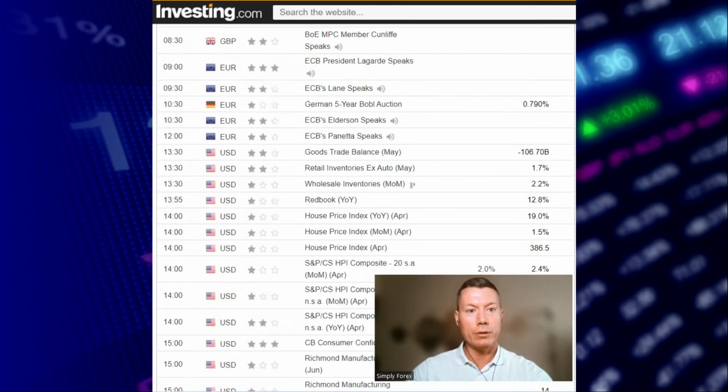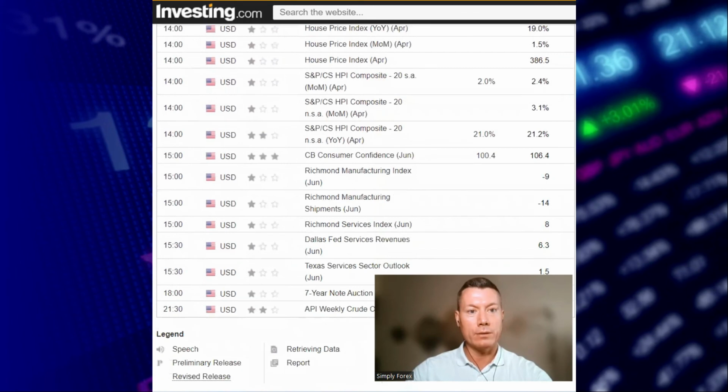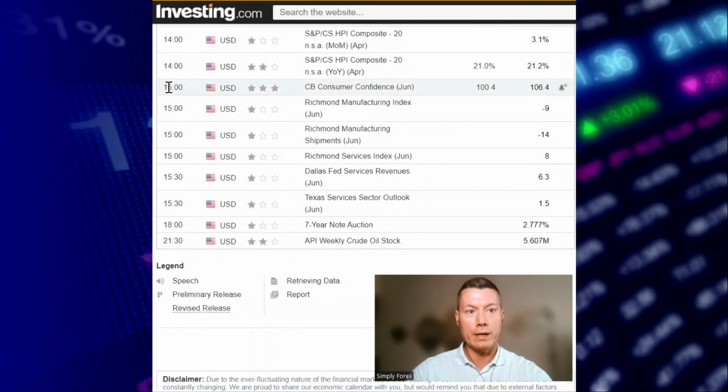If we carry on down, our next 3-star rating that we're interested in is this: at 3 o'clock London GMT, coming out of the US, we've got CB consumer confidence. The important thing with the news, guys, is will the data being released be better or worse than the forecasted figure? This forecasted figure of 100.4, will it be better or worse, and how much better or worse will it be? That's what really drives the markets. So, a light news day today, which makes us free to trade.